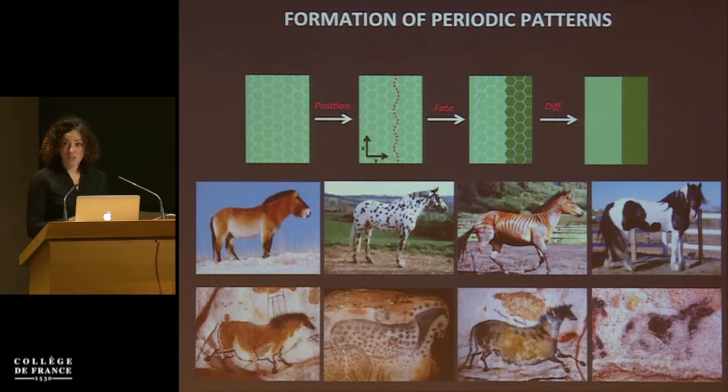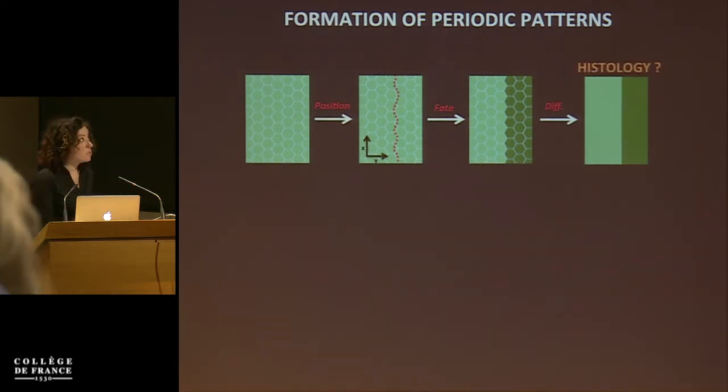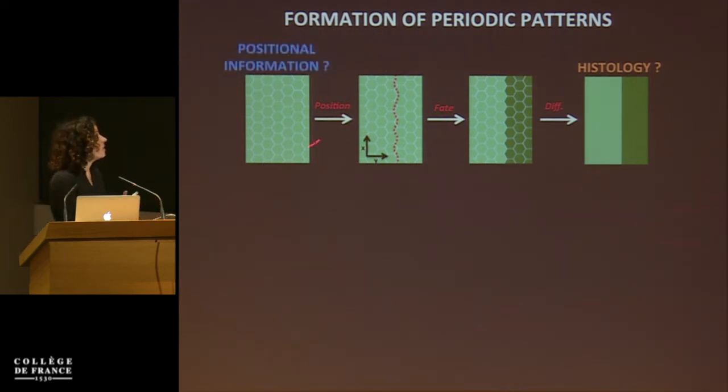But despite this interest, we don't know much about how these periodic patterns formed, and this is due to two reasons. First, we don't really know what is the histology of the skin tissue that is organized in a periodic pattern. We don't know what's going on in the skin of a zebra or of a leopard. And second, we don't know much about what gives rise to positional information.